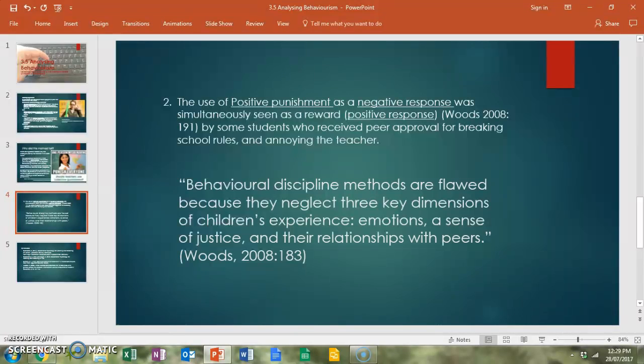And what she found was behavioural discipline methods are flawed because they neglect 3 key dimensions of a children's experience: emotions, so that's anger in this case of Zach, and a sense of justice, and their relationships with their peers. So like I said, some students got peer approval for breaking the school rules, and by increasingly annoying the teacher by repeated negative behaviour, they were actually getting a positive response from their peers.